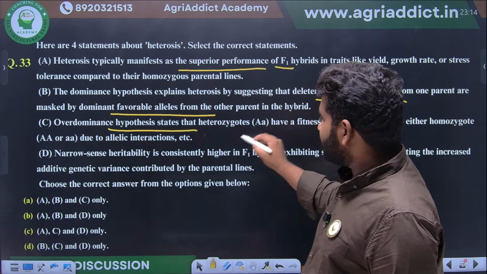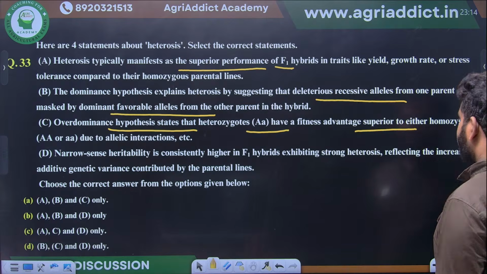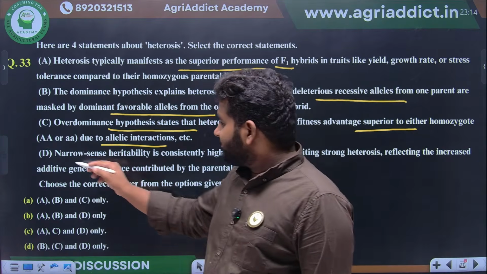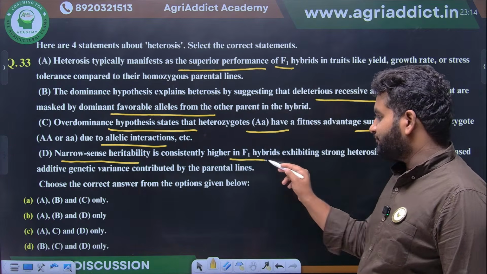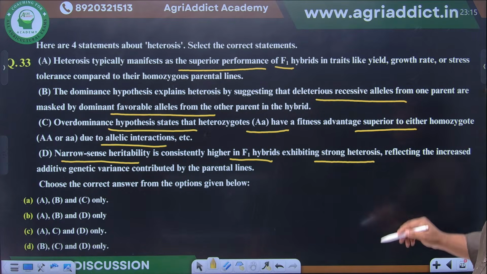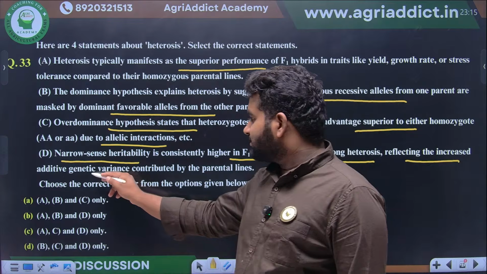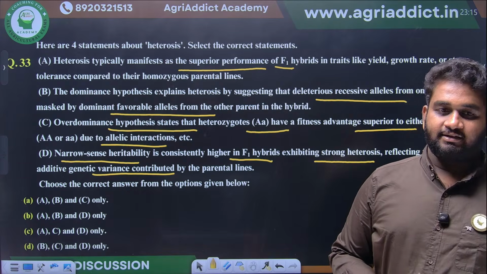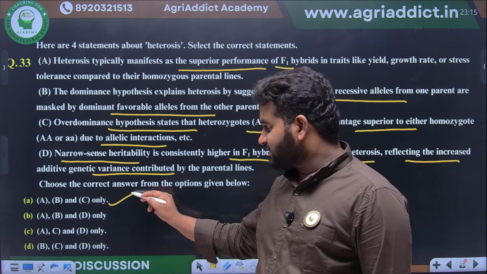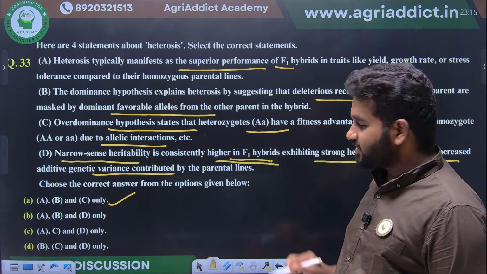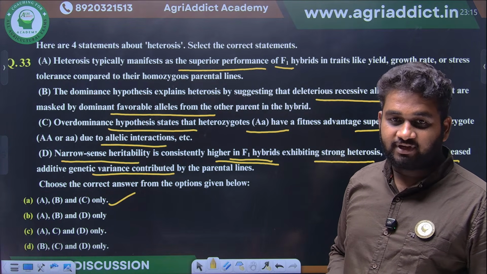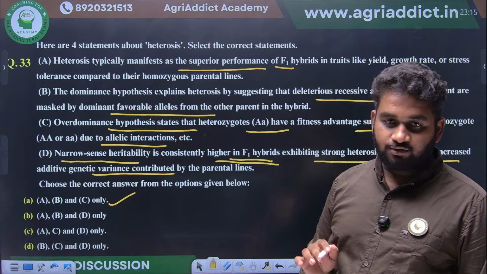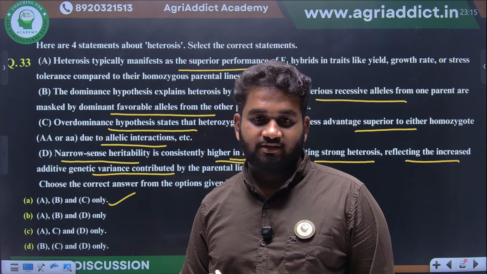C: The overdominance hypothesis states that heterozygotes have a fitness advantage superior to either of the homozygotes due to allelic interaction. Yes, exactly correct. D: Narrow sense heritability is consistently higher in F1 hybrids exhibiting strong heterosis, reflecting the increased additive genetic variance contributed by the parental lines. This is completely wrong. Your answer should be A, B, C only. Whatever you are getting in F1 hybrids is due to dominance genetic variance, not additive genetic variance.